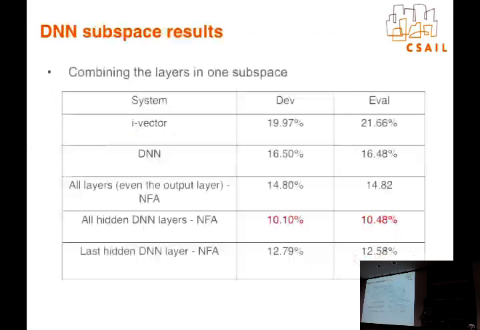But here, as I say, you see the I vectors. This is the DNN. This is all layers, even the output. And somehow, all hidden layers were actually giving me better results. As soon as I added the output layer, something happened. It got messed up. So it was not good. That's why, to be honest, I still didn't get it. So maybe I did something wrong there.